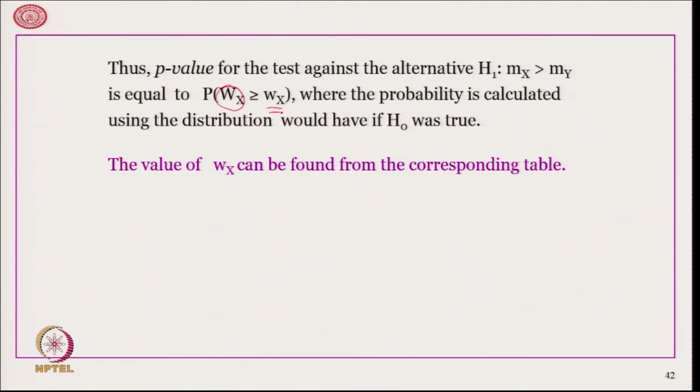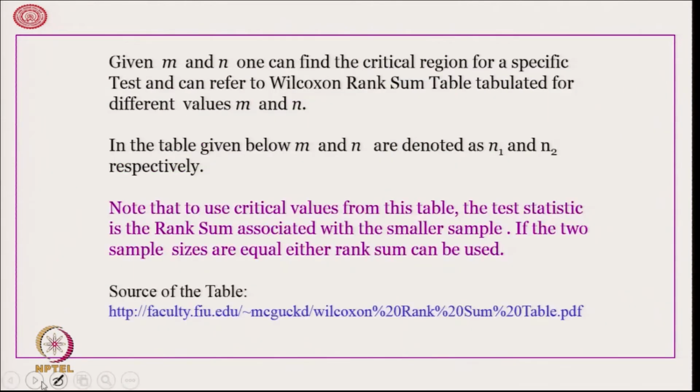And where do we get the critical value from? We get the critical value from a table. Given m and n, one can find the critical region for a specific test and can refer to the Wilcoxon rank sum table, tabulated for different values of m and n. I shall give you a sample of that table. Note that in that table m and n are denoted by n 1 and n 2 respectively. So, these are the sample sizes n 1 and n 2.